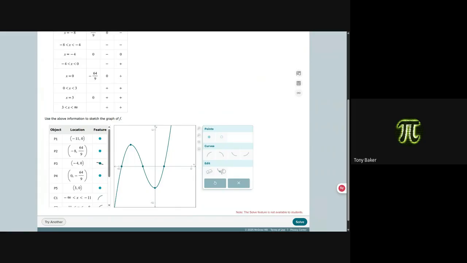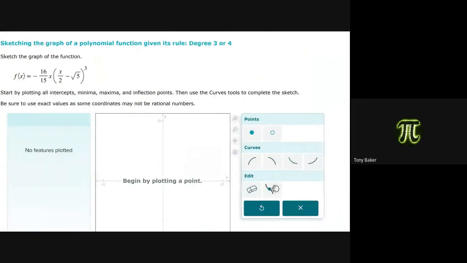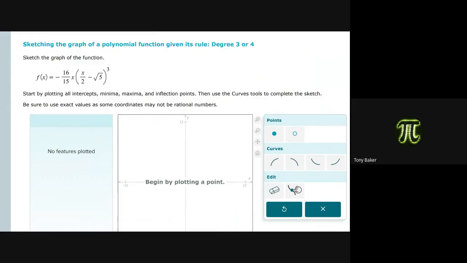So look at the next one. Oh, so this one. All right, so now this one, they give you the equation. So you need to find that information from that table. So what was the information that it gave us first? What was the first thing we graphed? The points. Which points?